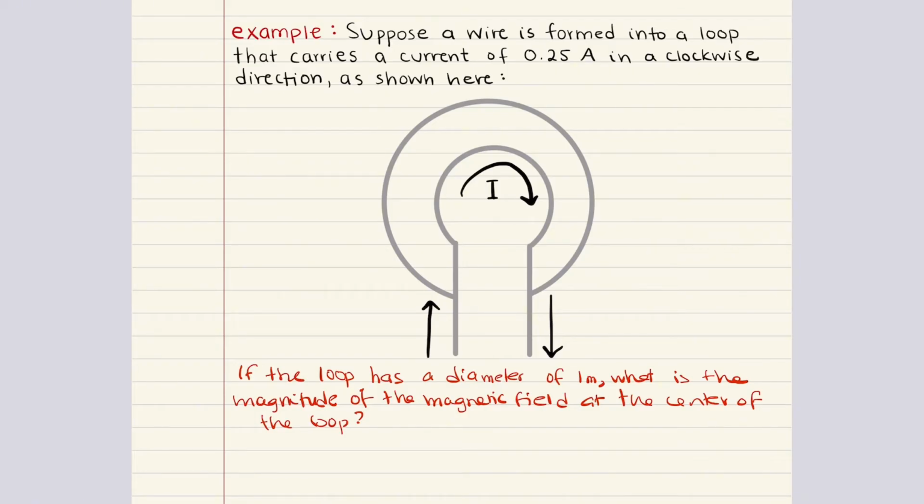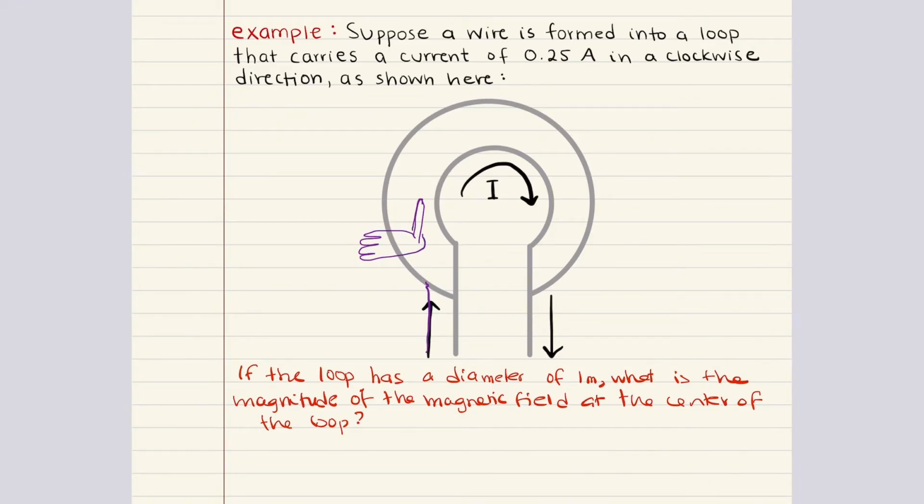Now, to determine the direction of the magnetic field produced by this loop within the loop and outside of the loop, we need to use our right-hand rule. So we're going to use our right-hand rule, and specifically, we're going to align our right thumb with the current at any point in the loop. So I'm going to start here. We know that the current moves in this direction, so I'm going to align my thumb in this direction, and then I'm going to extend the rest of my hand like so.